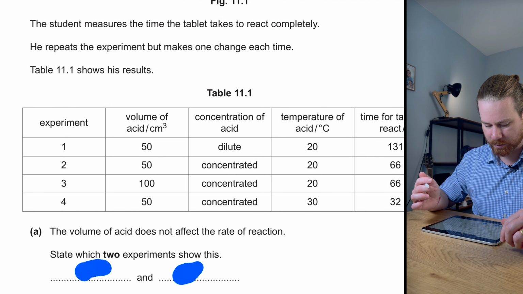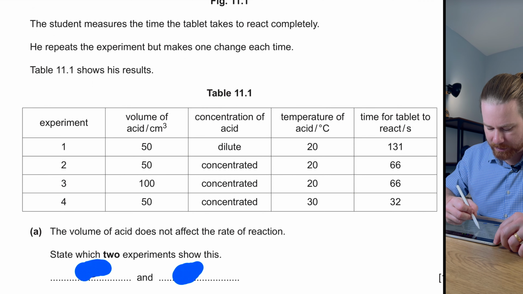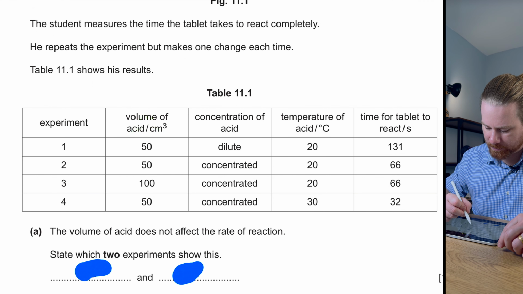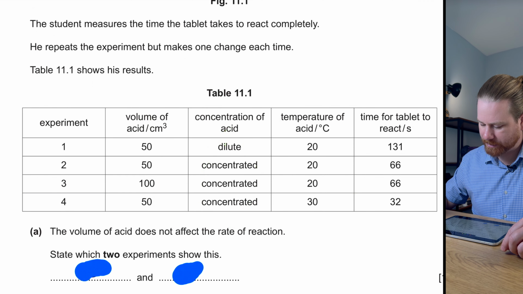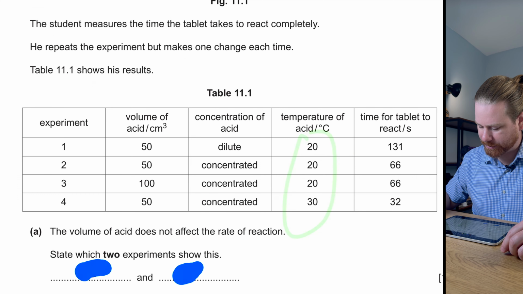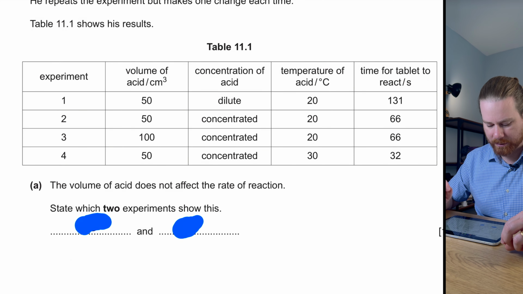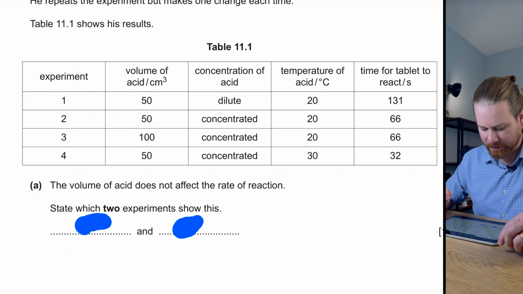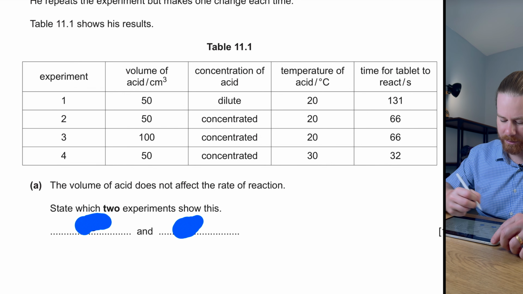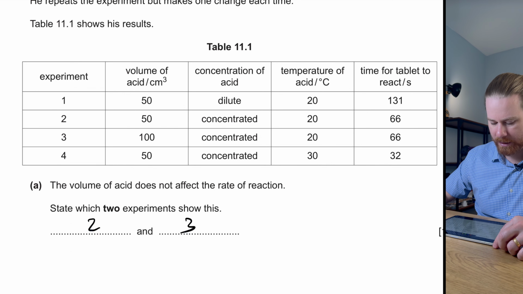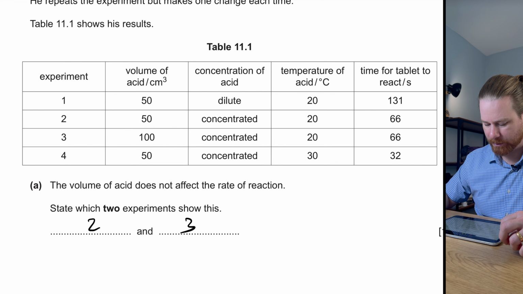So let's have a look at what's going on. So we've got some different volumes, using some different acids, and we've got some different temperatures, and then here are our results. So lots of different things going on. The volume of acid does not affect the rate of reaction. So which 2 experiments show this? Well, it is experiment 2 and 3.